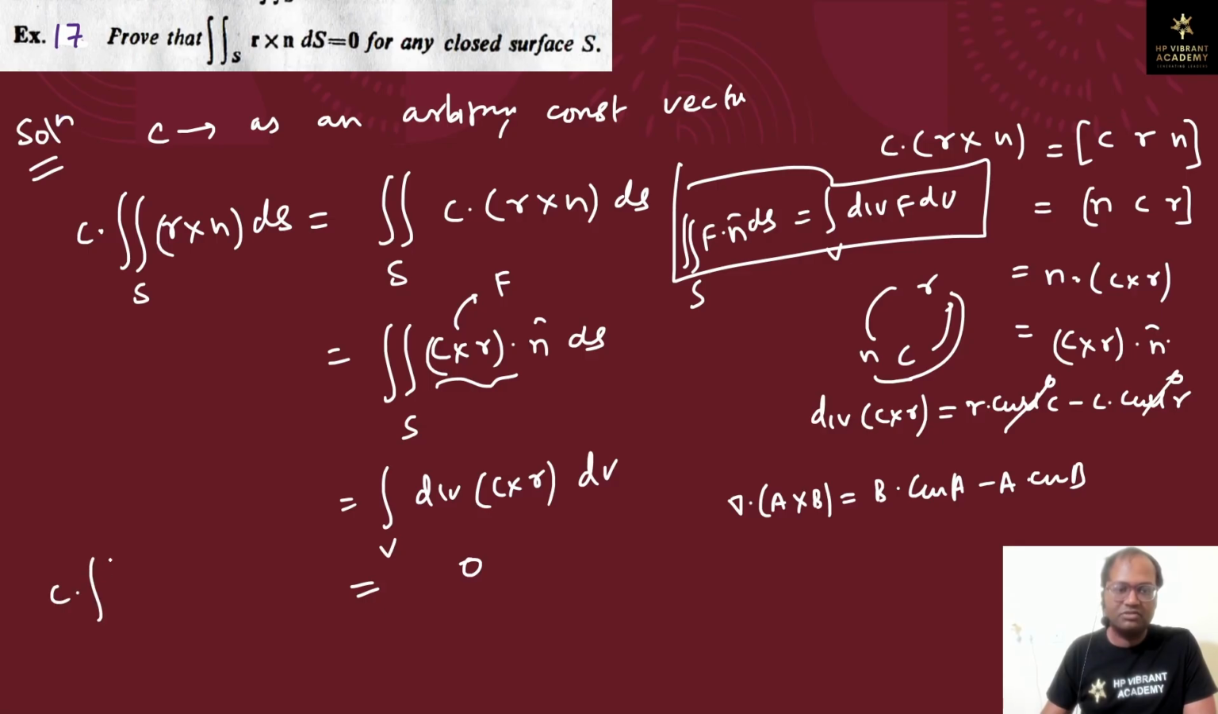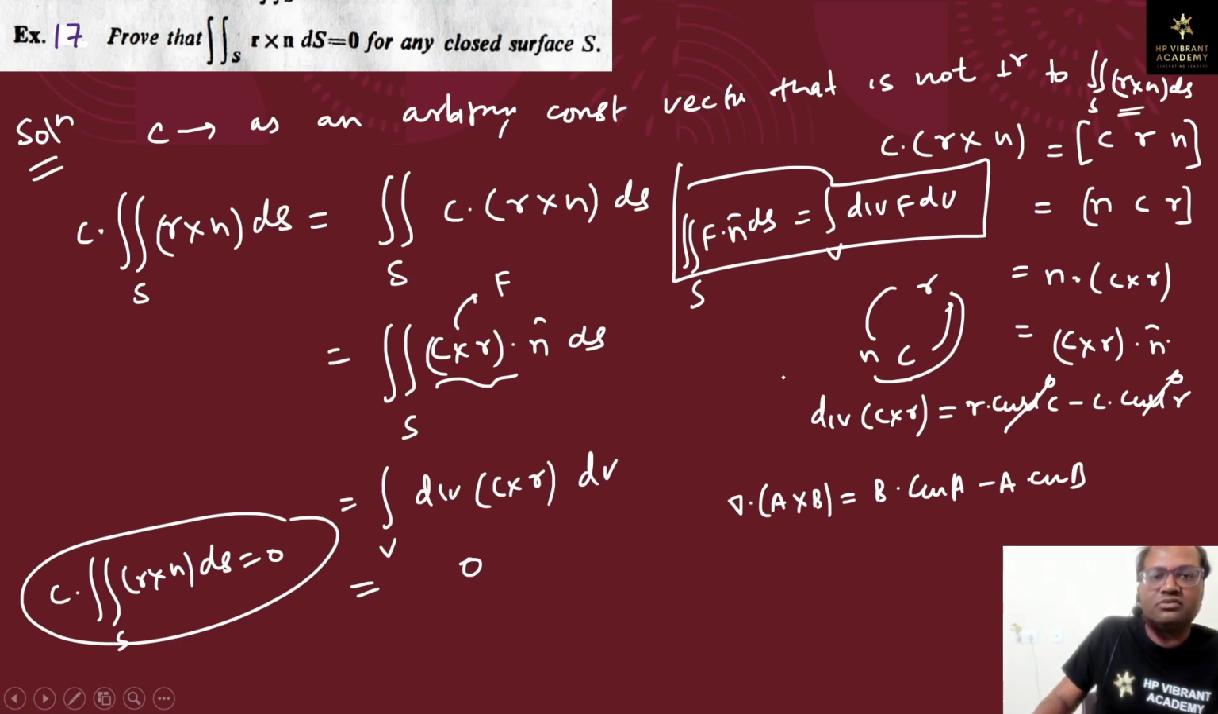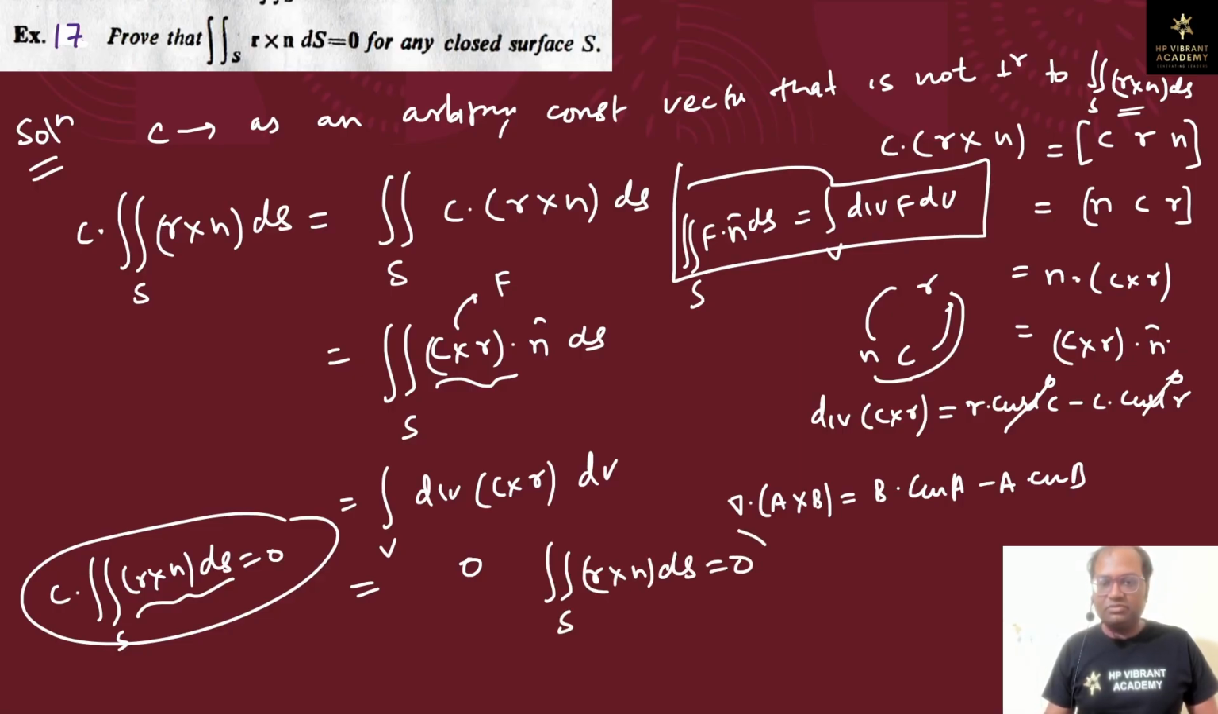So this means C dot the surface integral over S of R cross N dS is equal to 0. And we have considered C as an arbitrary constant vector that is not perpendicular to the surface integral of R cross N dS. If C is perpendicular to this, then the dot product of two perpendicular vectors is obviously 0. So we have considered C as an arbitrary vector that is not perpendicular to this vector, that is, the surface integral of R cross N dS. So this means this particular term, the surface integral of R cross N dS, is equal to 0.